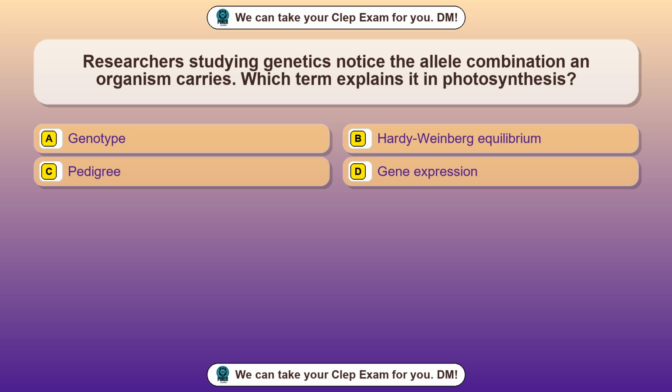Which term explains it in photosynthesis? Option A, genotype. Option B, Hardy-Weinberg equilibrium. Option C, pedigree. Option D, gene expression. The correct answer is option A, genotype.